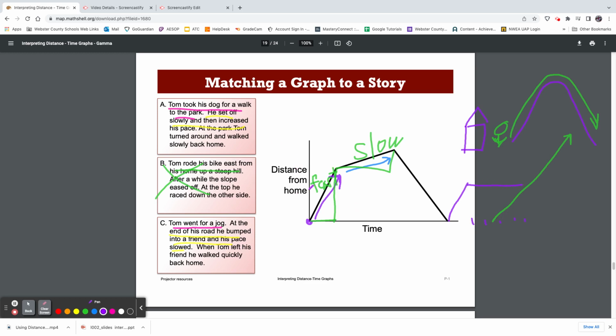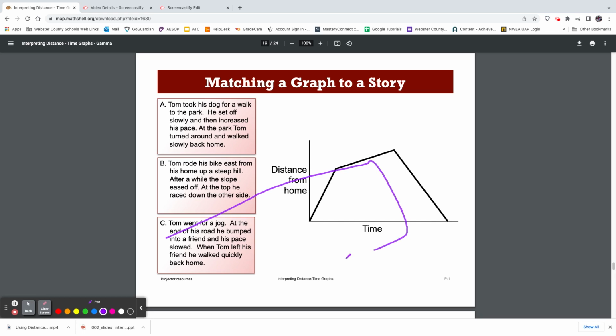So going back to figuring out which story matches, this is faster, this is slower. This says he starts off slower, so I've got to eliminate this one. So it has to be this story right there. At the end of the road, he bumped into his friend and slowed down. Then when he left his friend, he quickly walked back home. So this does make sense that this is the jogging part compared to this being the walking part, because the jogging part would be more steep. So if I had to answer the question of which story best answers it, it would be C. That's the answer that I would have picked.